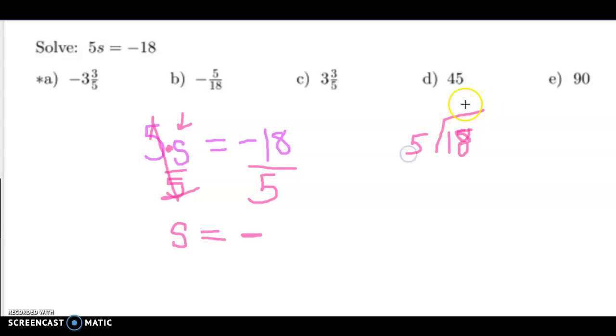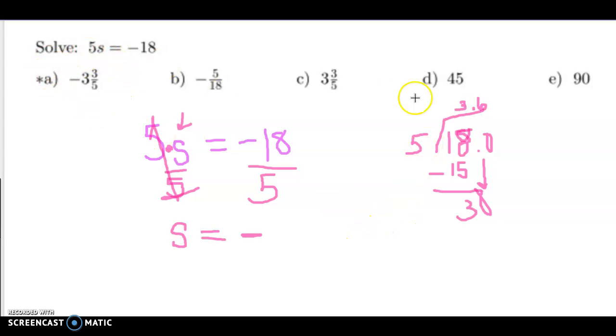5 goes into 18 3 times, and if you remember your long division, which maybe some of you don't, I'm going to go ahead and subtract these. I get 3. I have to add a 0, bring down that 0, and 5 goes into 30 6 times. So my answer is 3.6, but wait a minute.